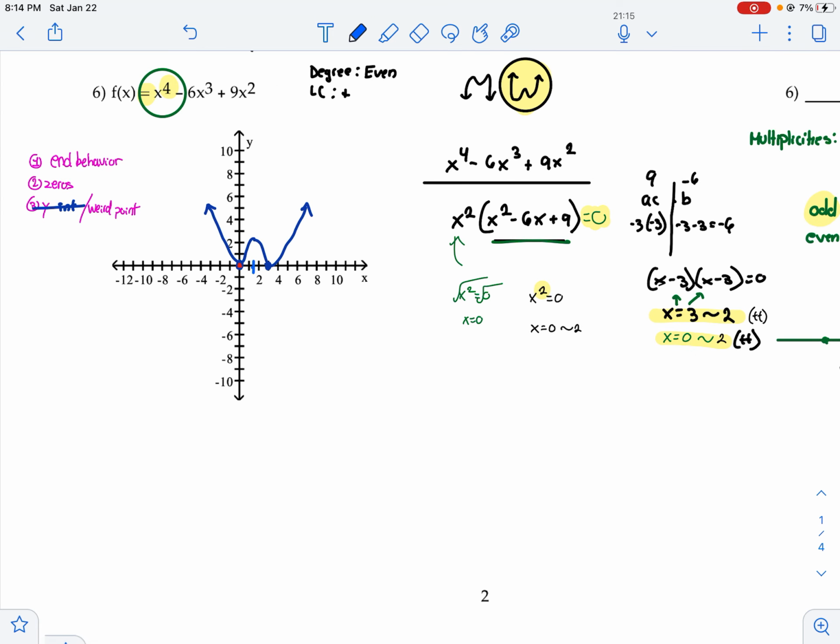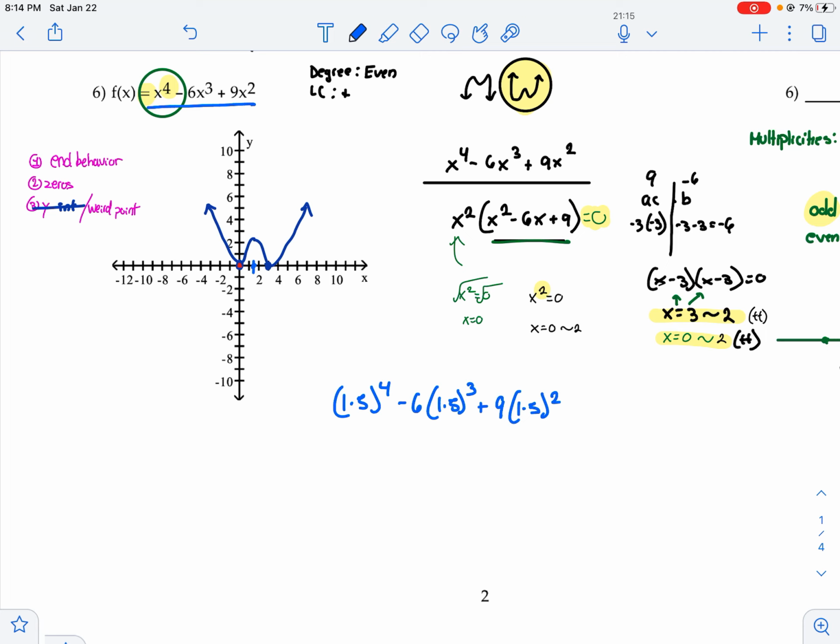So what we do, that's your x, right? So you're picking the x 1.5. So what we're going to do is you're going to insert it. This is what I'm talking about with the weird point, okay? This is the weird point. You're going to insert it for your x's, okay? And you can use your calculator for this. I'm going to use my calculator for this. So we have 1.5 to the power of 4 minus 6 times 1.5 to the power of 3 plus 9 times 1.5 to the power of 2.